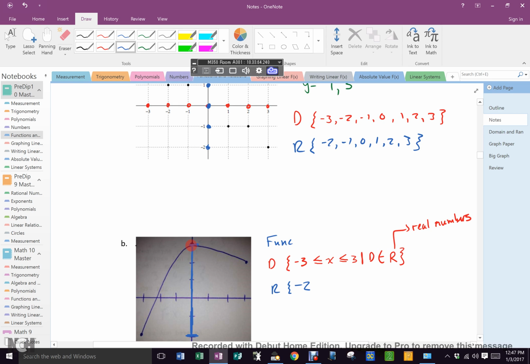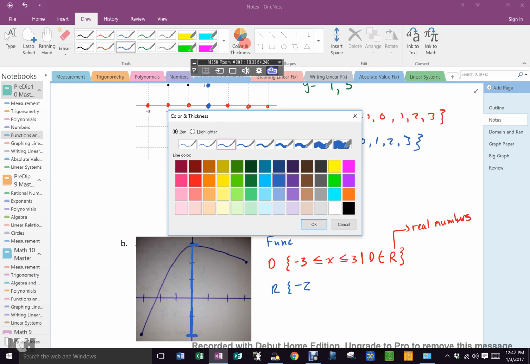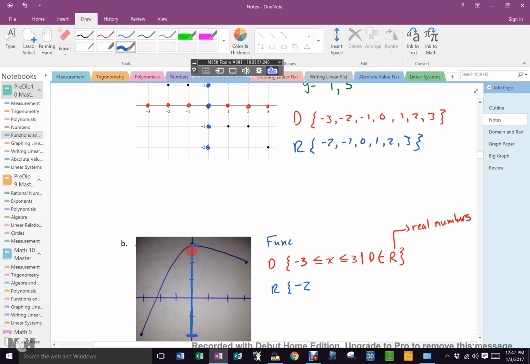Now, range messes kids up because some of them want to stop here where the graph ends. Is that allowed? No, because the graph goes higher than that on the range. Does everybody see that? Blue is very hard to see. Maybe I'll change that color later, or I'll make it thicker. That one. That one. That one. Okay. Is that better?